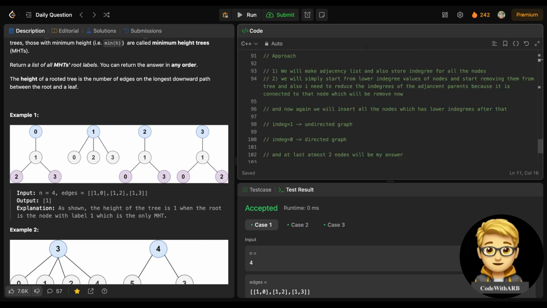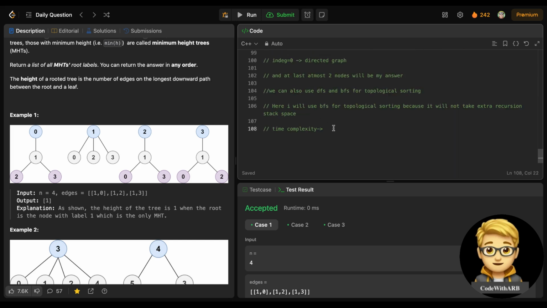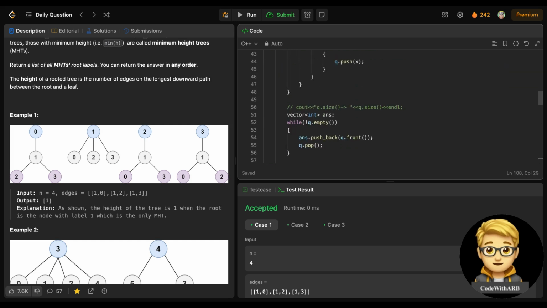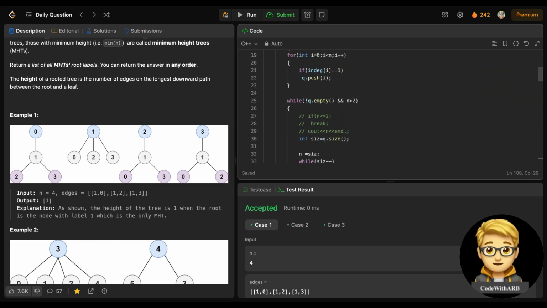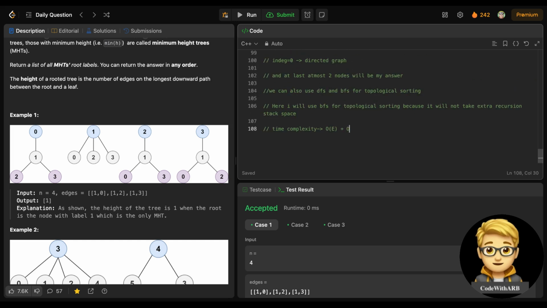So this is O of e, and the number of nodes given is n, so that will be O of n. So the total will be O of e plus n, where e is the number of edges and n is the number of nodes here, right?